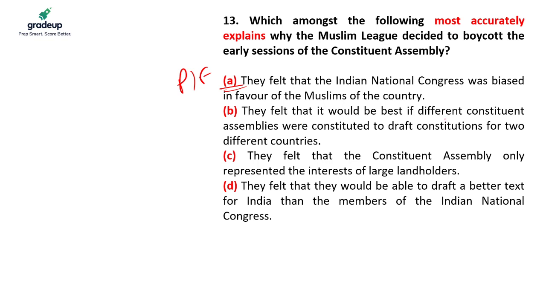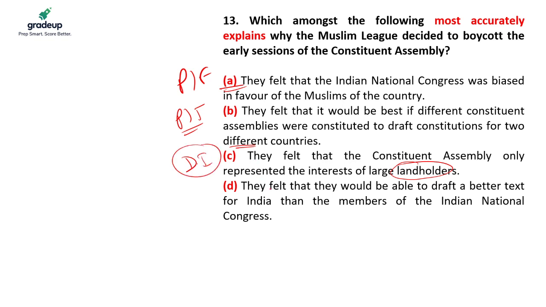They felt that it would be best if different constituent assemblies were constituted to draft constitutions for two different countries, because there are two different countries based on two different values. Therefore, they wanted a different constituent assembly. This is probably true. They felt that the Constituent Assembly only represented the interests of large landholders. From which place, India or Pakistan? So this may not be the reason. The data is insufficient to take a call whether this was the reason.